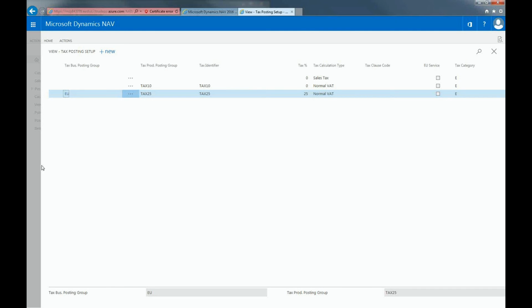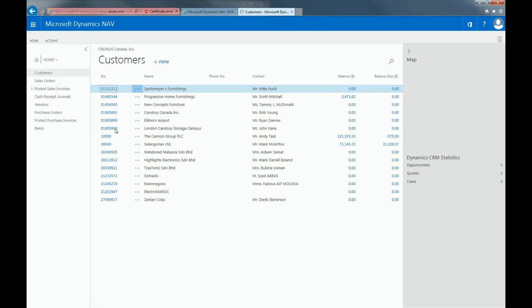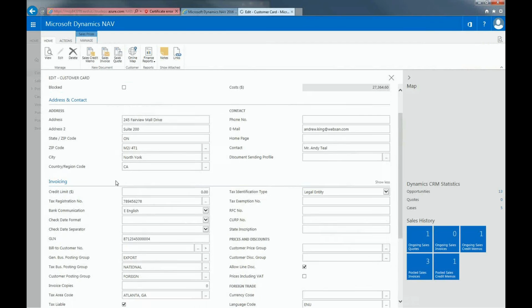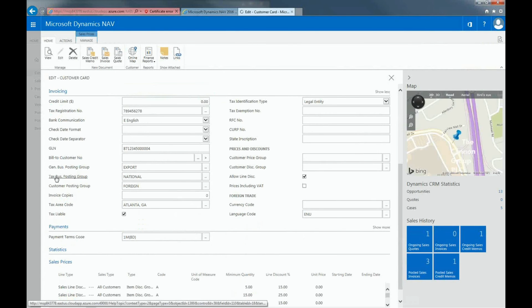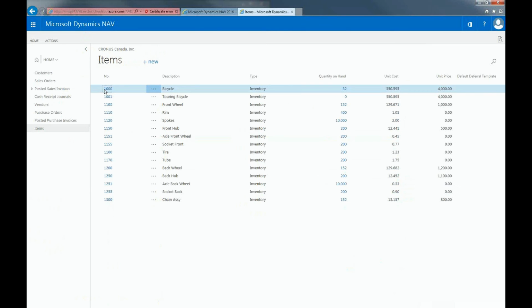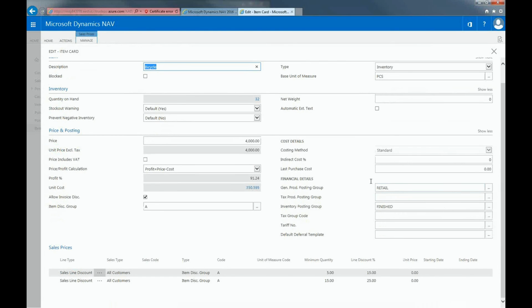So you'll see tax business posting groups in customers or vendors. If I go into a specific customer, here's the tax business posting group linked to it. And then to see a tax product posting group, you can go into an item or resource. If I look at this specific item, I can see the tax product posting group is not yet set, but I'm able to use any of these codes.